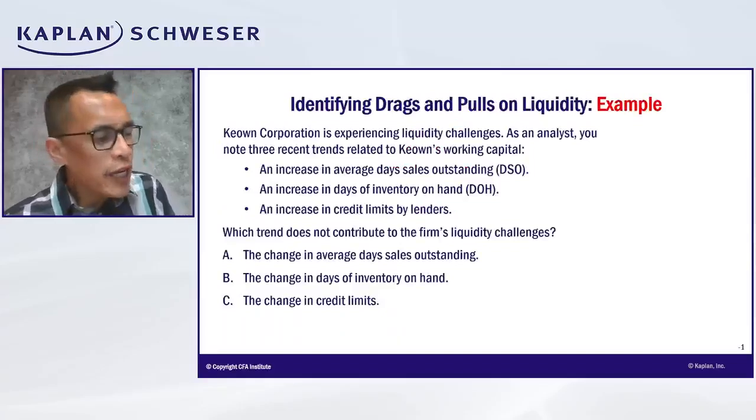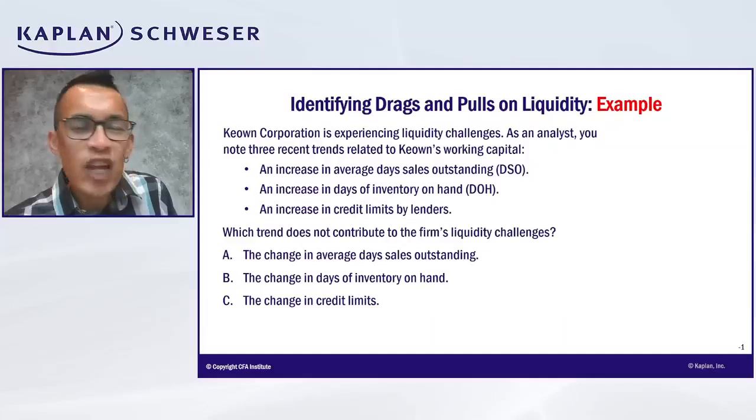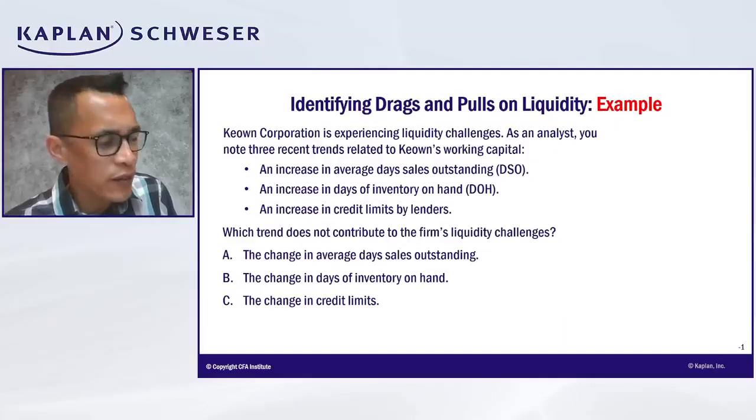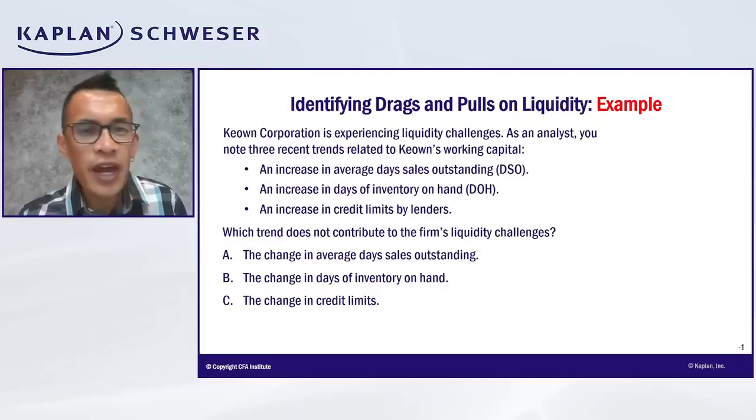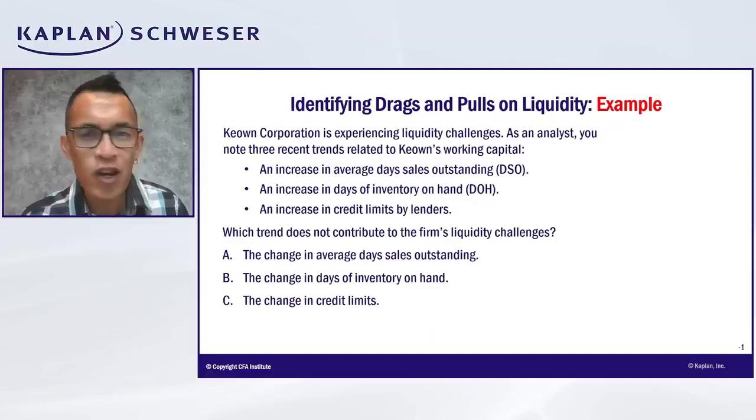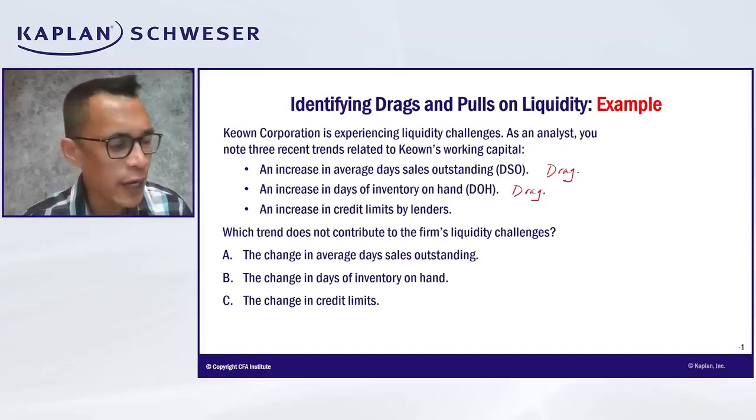All right, let's take a look here at examples of drags and pulls on liquidity and analyze these three trends. Now I'm going to take a look at each of these separately. The increase in DSO here would be an example of uncollected receivables, and therefore this would be a drag on liquidity. The increase in days of inventory on hand could be an example of obsolete inventory, and this would also be a drag on liquidity.